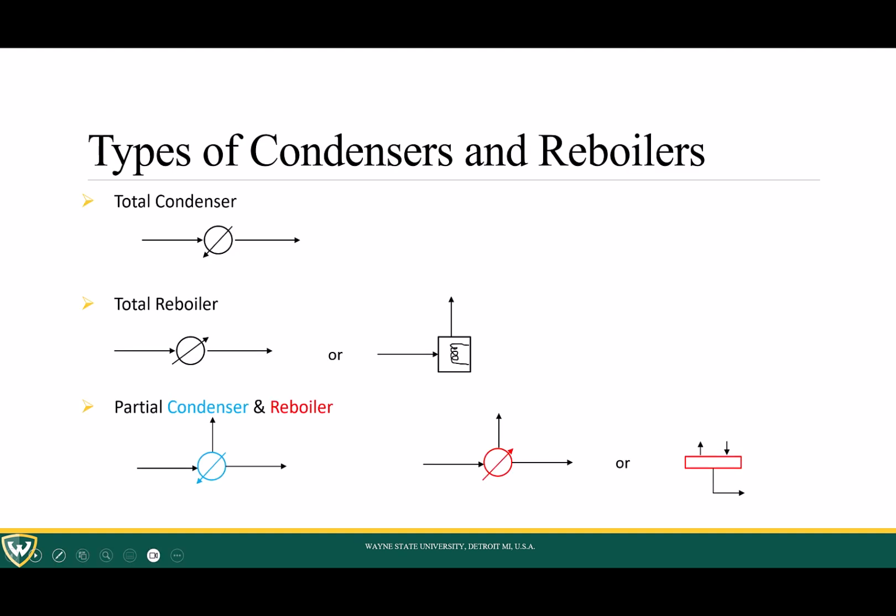So, drawing the types of condensers and reboilers that we're going to encounter. You have a total condenser. For a total condenser, this means that all the gas goes to liquid. So for a total condenser, we're taking the vapor phase here and turning it into a liquid phase.